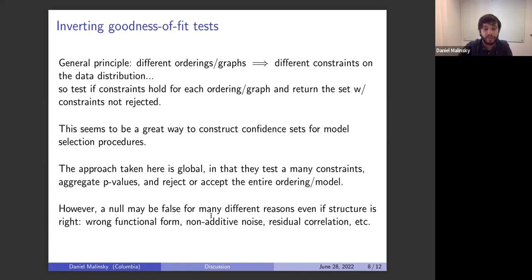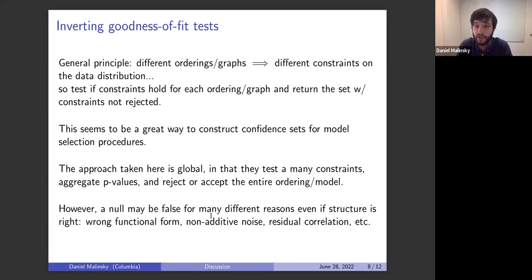The approach taken here is global in that they test many constraints for a given ordering. So for a given ordering, they're testing for each variable, basically whether the structural equation model holds for that particular variable given its predecessors. And then they aggregate the p-values and accept or reject the entire ordering or model at once. However, some particular null in that set of tested constraints may be false for many different reasons, even if the structure, meaning the ordering itself, is correct, as Sam mentioned.